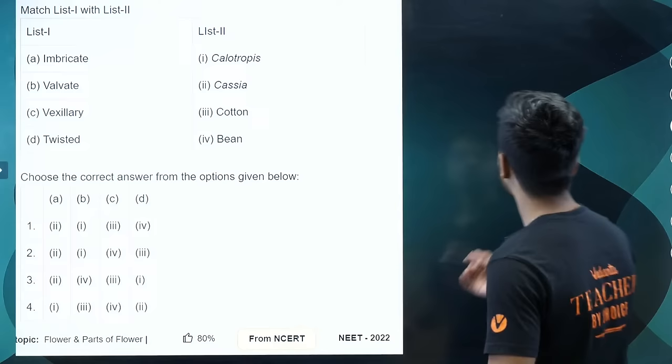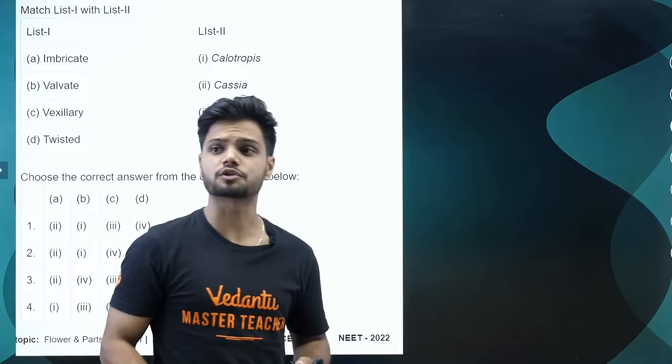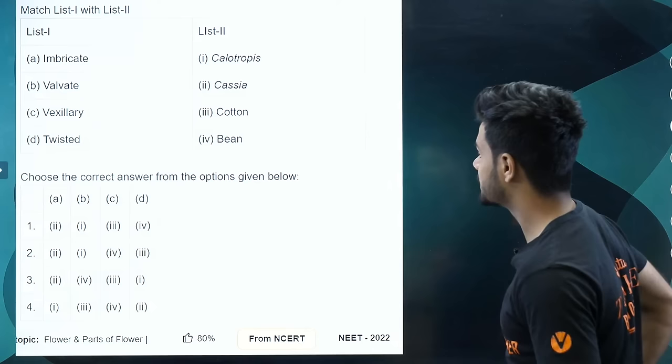Next question, all of you, based on estivation. Ready? Next question based on your estivation. That is, match the following: imbricate estivation, valvate estivation, vexillary estivation, twisted estivation. It's a question from your NEET 2022.